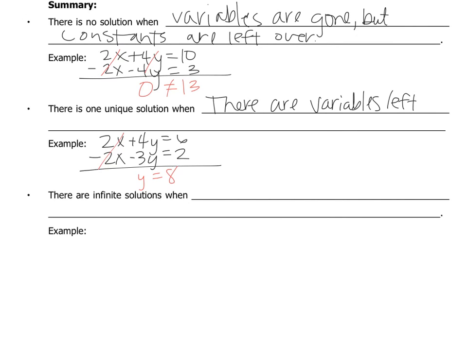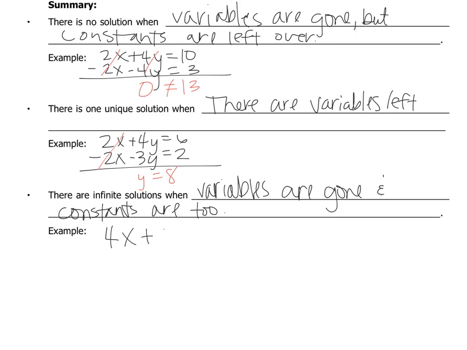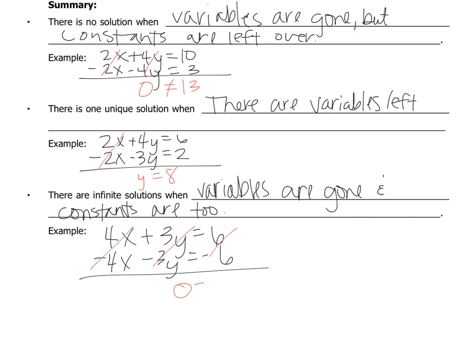And there are infinite solutions when variables are gone and constants are too. Example, 4x plus 3y equals 6, and negative 4x and negative 3y and negative 6. So gone, gone, gone, 0 equals 0.